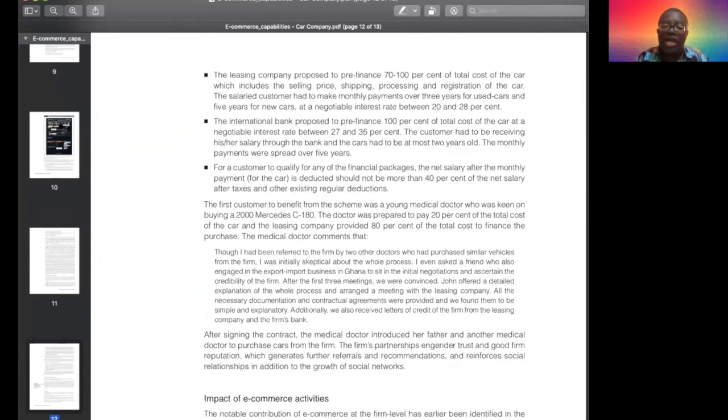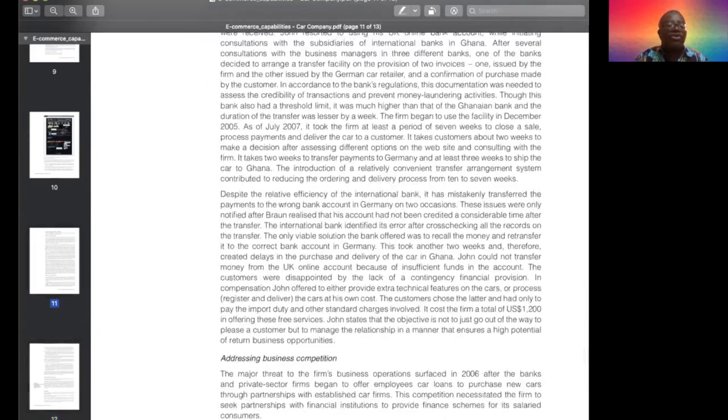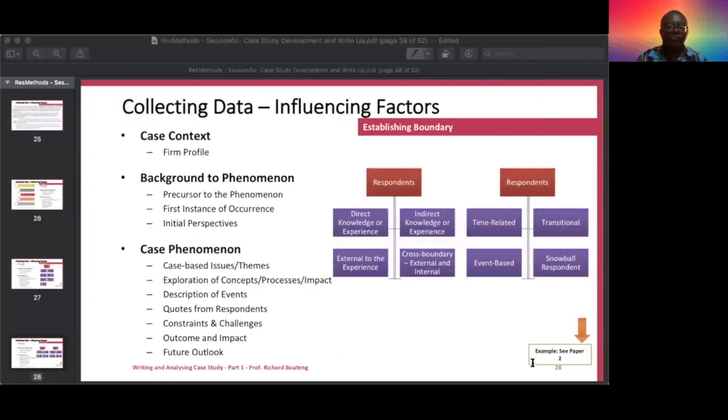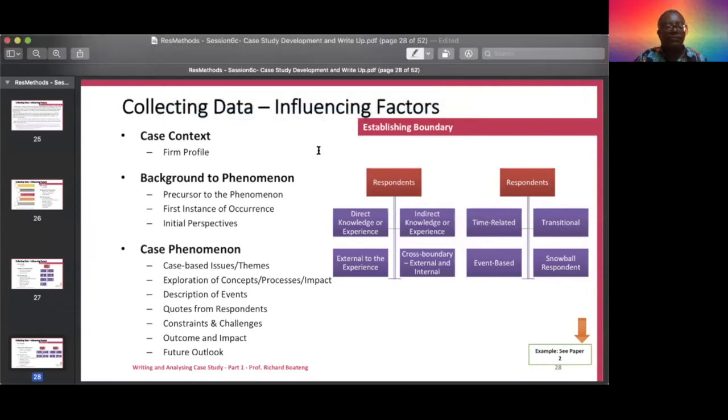I'm trying to say that you can have different types of respondents that can give you different types of information. But what happens here is that they should all come back in triangulating and helping us understand the data that we are collecting and the answers we are looking for. Okay. So let's go back to the study.